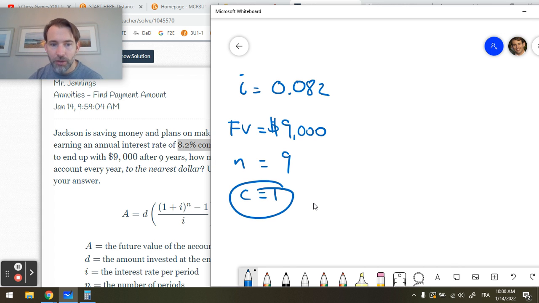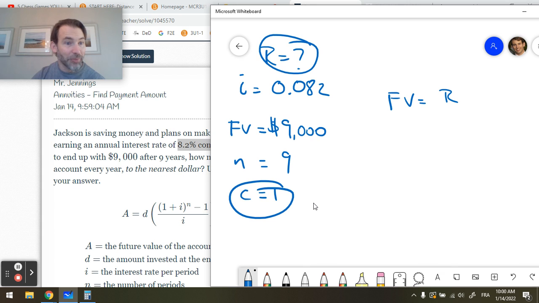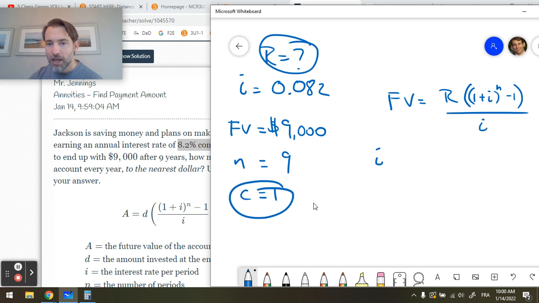Okay, so we have here future value is equal to the regular payment amount, which is what we're trying to find, right? How much does Jackson need to save every year? Future value is R multiplied by (1 plus I) raised to the power N minus 1, all divided by I. So let's rearrange the formula so that it is I multiplied by future value, all divided by (1 plus I) to the N minus 1. And that's equal to R.